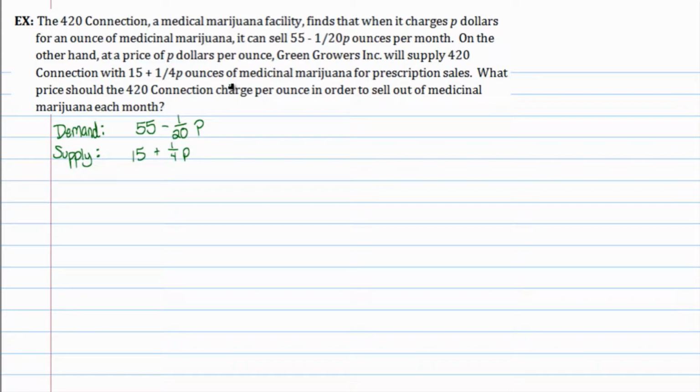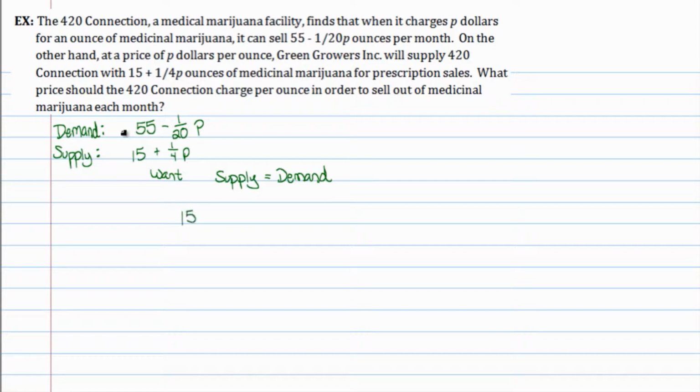All right. So what price should the 420 connection charge per ounce in order to sell out of medicinal marijuana each month? So they want to sell all of what they have. They have to figure out when their demand from their consumers meets the supply that they have. I'm using a very fictitious situation here, but this works for any type of business model. You want supply to equal demand. You do not want to have more than what people demand, because then you have to pay rent on that. And you don't want to have less than what people demand, mainly because you can make more money if you have exactly what they demand.